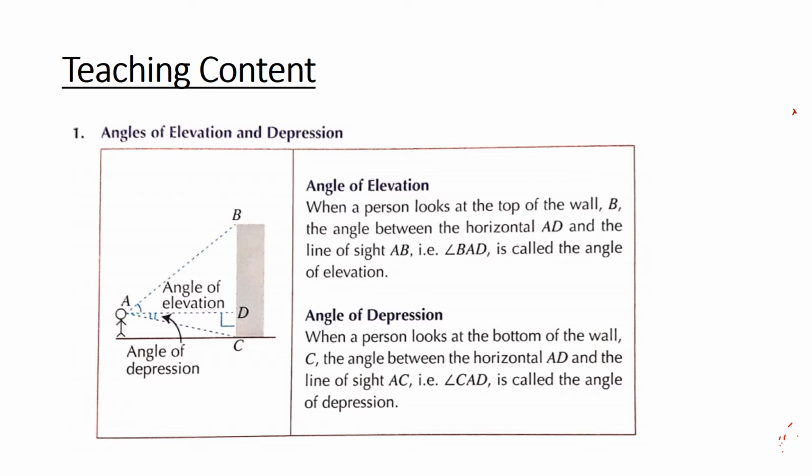Now angle of depression. When a person looks at the bottom of the wall at C, the angle between the horizontal line AD and the line of sight AC, that is angle CAD, is called the angle of depression.